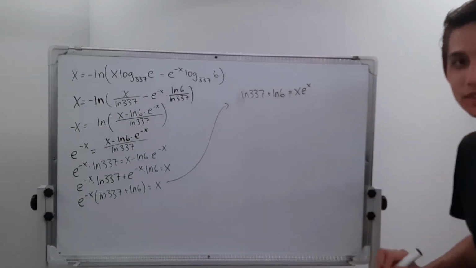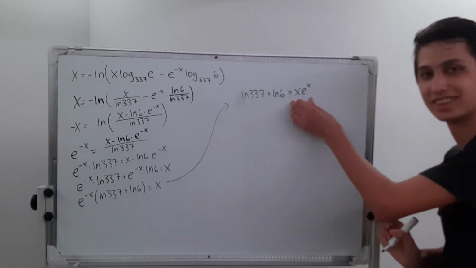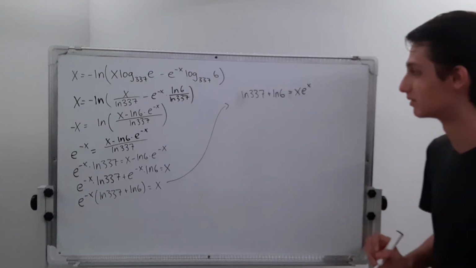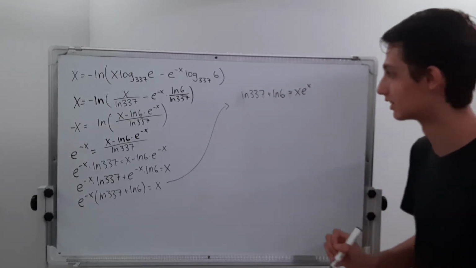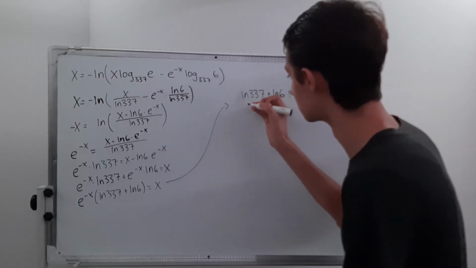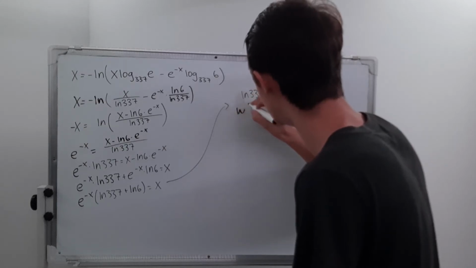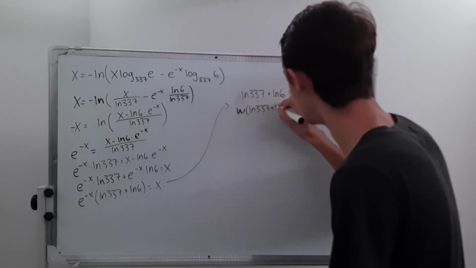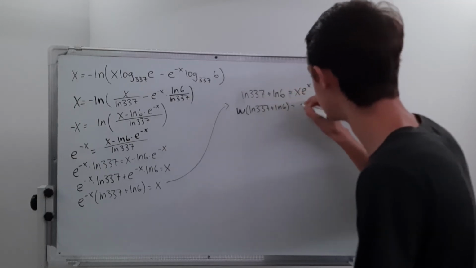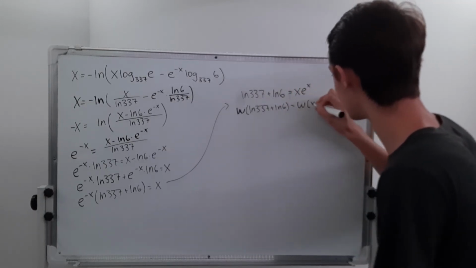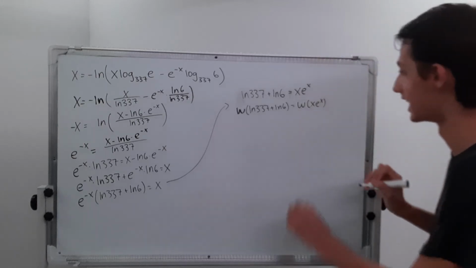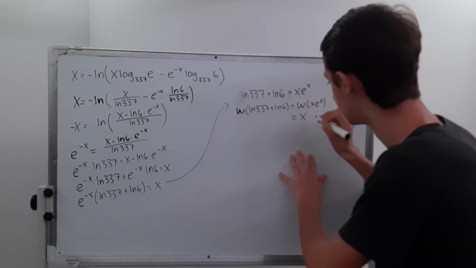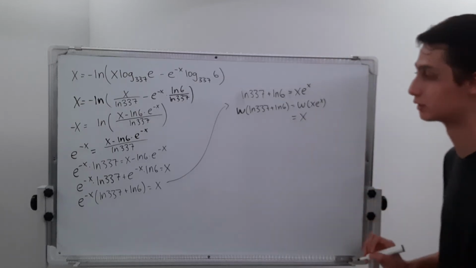And hey, do you notice something? x times e to the x, remember that Lambert W function? Well, this is really great because we can take the W of both sides. So we have W of ln of 337 plus ln 6 equals W of x times e to the x. And this is just going to give us x, right? That's just the definition of the W function.